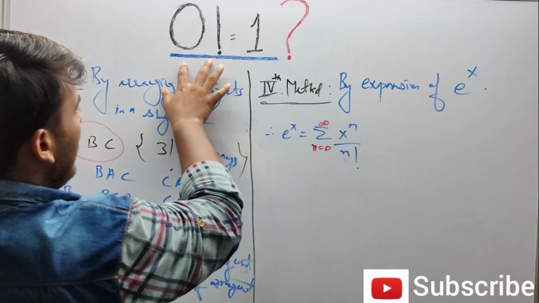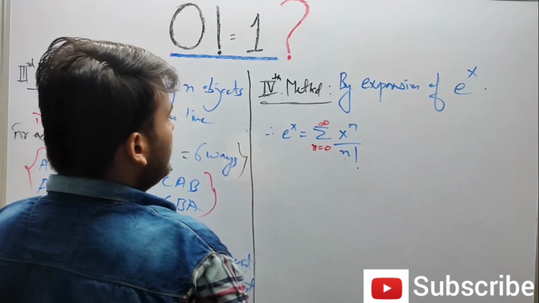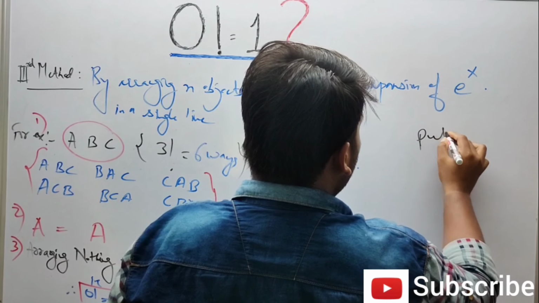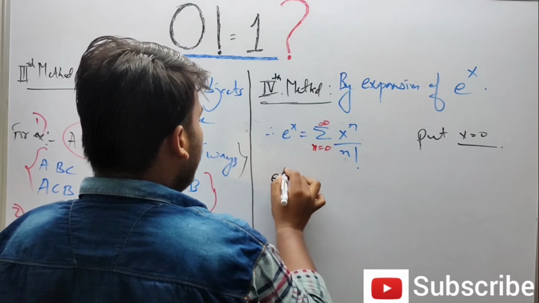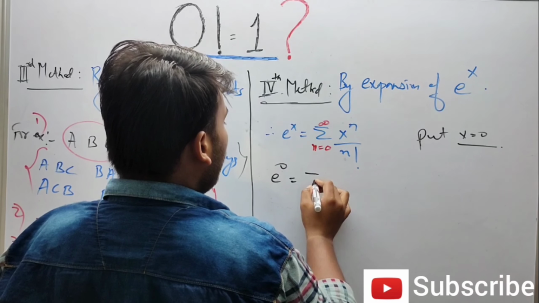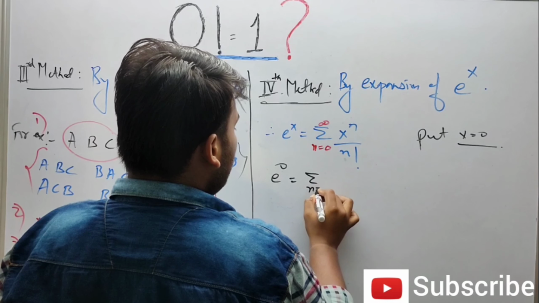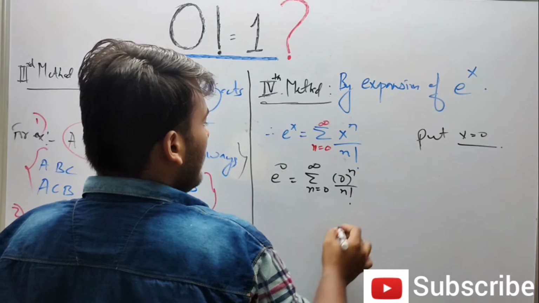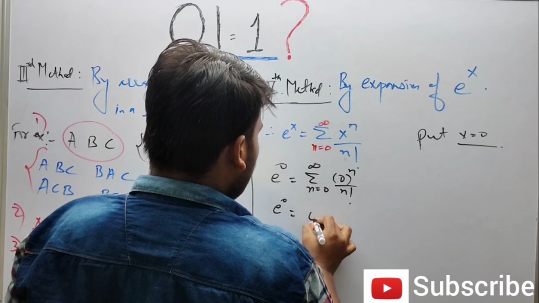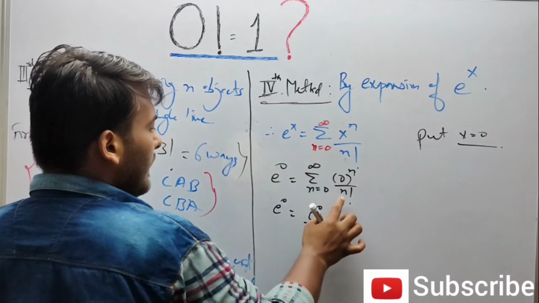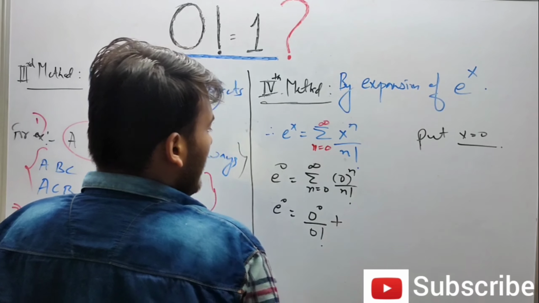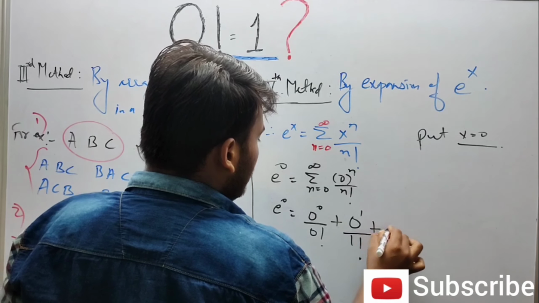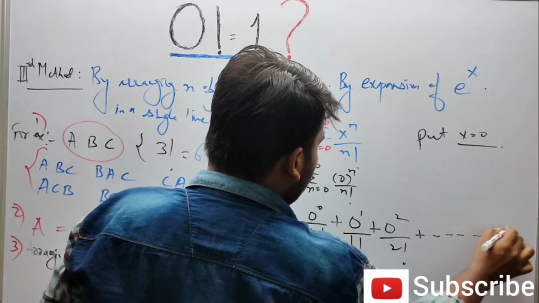I wanted to have 0 factorial. If I want 0 factorial, put x equal to 0. It gives e to the power 0 equals the summation for n equal to 0 to infinity of 0 to the power n upon n factorial. Alright, it goes as 0 to the power 0 upon 0 factorial plus 0 to the power 1 upon 1 factorial plus 0 to the power 2 upon 2 factorial till infinity.